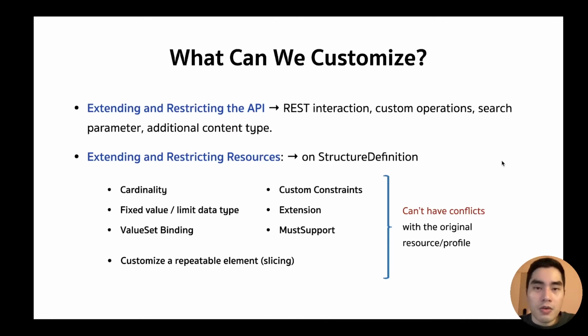Okay, so first, what can we customize? You can divide it into two groups. The first one is extending and restricting the API. The second is extending and restricting the resources. So what can you do with the API? You can limit the REST interaction, for example the user can get the resource, but you don't want them to post any resource to your server. Or you want to customize at the resource-specific level, like you want the patient resource to be readable, but the encounter resource cannot be read, something like that.